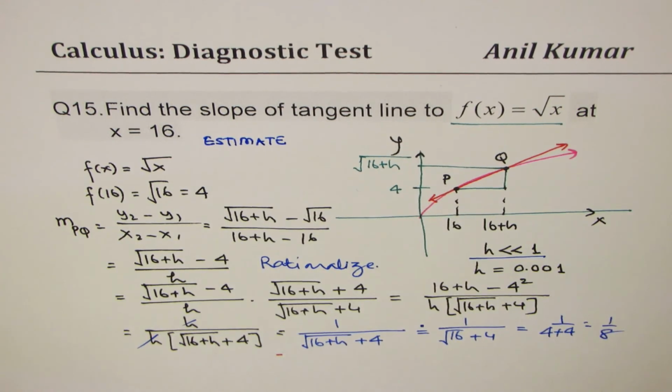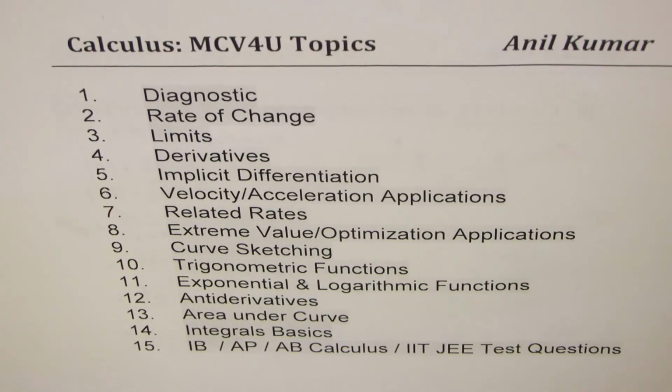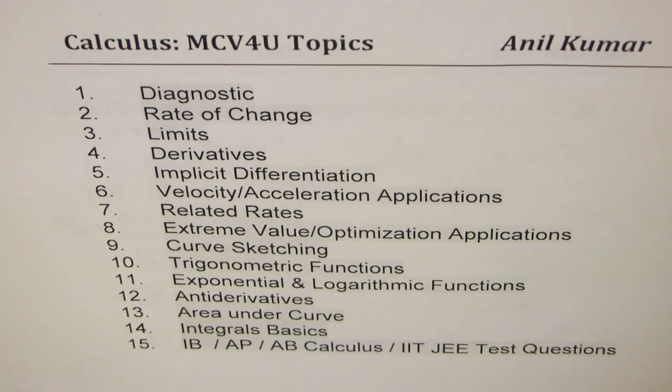So with this, we end our diagnostic, and now in the next part, we'll consider rate of change in further details, right? So we are actually discussing calculus, which is good for IB students, for grade 12 students, and first year university students. And these are the topics which will follow one by one. So I hope you have enjoyed the journey of getting started with calculus, correct?